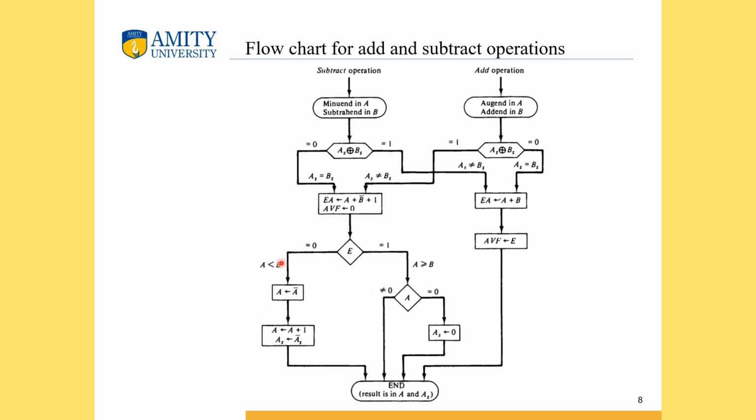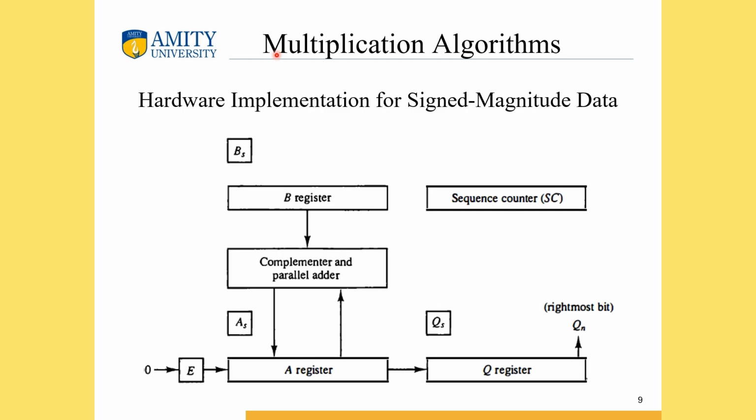And similarly we have it here. So throughout the flowchart, we are setting the sign, we are adding and subtracting, comparing them, seeing what the values are of a and b, and on comparison we decide whether we need to do 2's complement or we need to simply add them. The multiplication algorithm has the hardware implementation for signed data as follows.